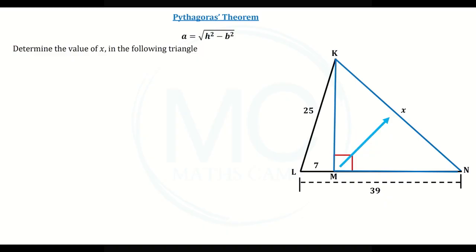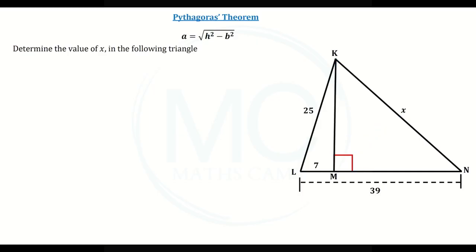Here we can see that we don't have the length of KM, and the 39 units down here applies to the whole side from L to N. So we don't have the side of MN either. From this, we can see that in order to find x, we first need the length of side KM and the length of side MN. So let's take the blue triangle away.